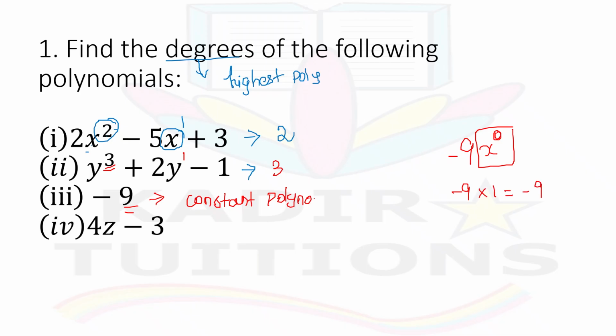So whenever there is a constant polynomial, you have to consider the variable as having the power of 0. So for a constant polynomial, what is the degree? It is 0. And the next question, over here, what is the degree? We have only one variable term that also has a power 1. So the degree is 1 over here.